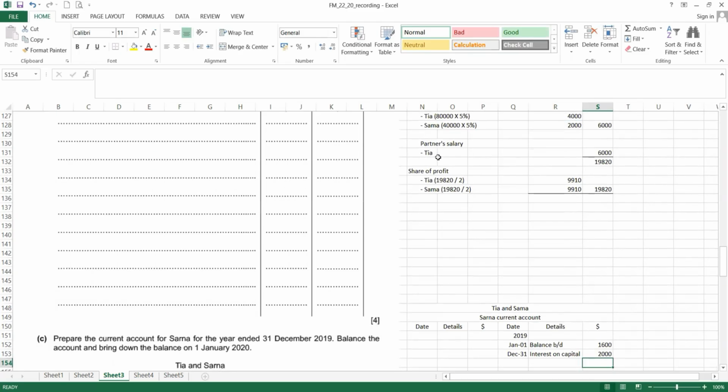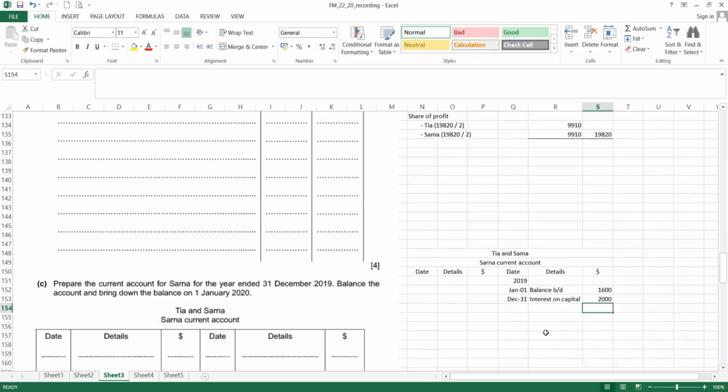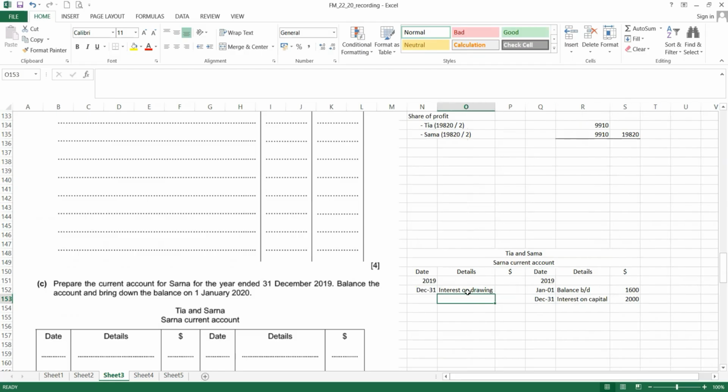Now, here they didn't mention Sama's salary, so you don't put salary here. Just leave it because it doesn't belong to Sama. They ask for Sama's account. Okay, now next, on the debit side, because this question is a little bit special, they didn't mention interest on drawings. In case the question has interest on drawings, this interest on drawings must be on the debit side. But this question doesn't have it, so we ignore it, no need to write.